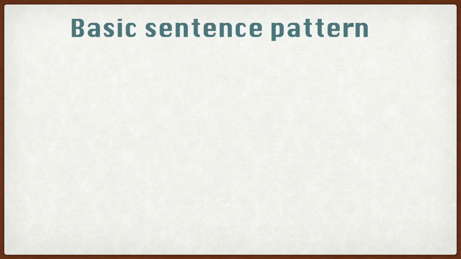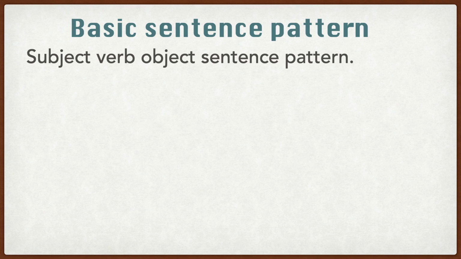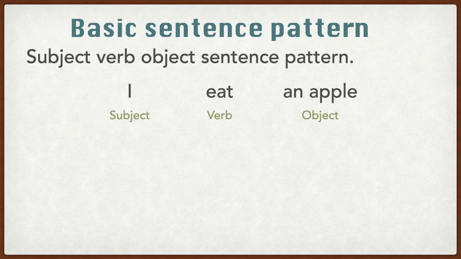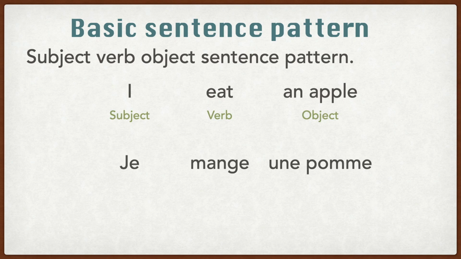So let's move on to the basic sentence pattern. French uses the same basic sentence pattern as English, which is the subject-verb-object sentence pattern. For example, I eat an apple. Subject, verb, object. In French, we say je mange une pomme. Subject, verb, object. Very similar.